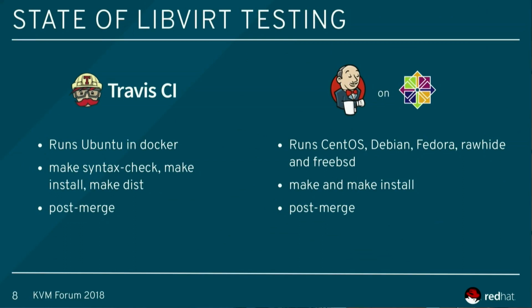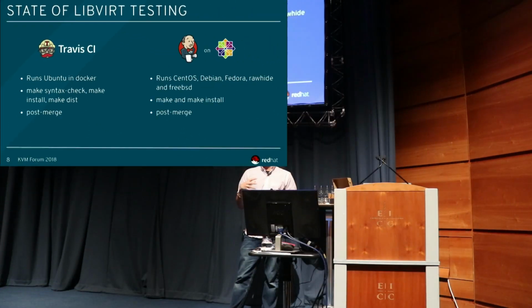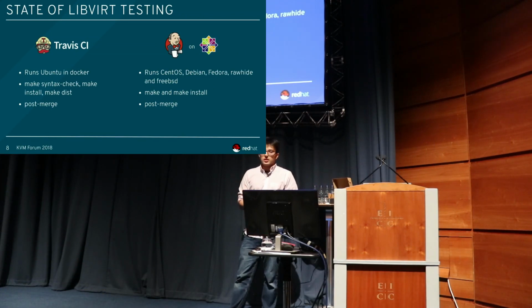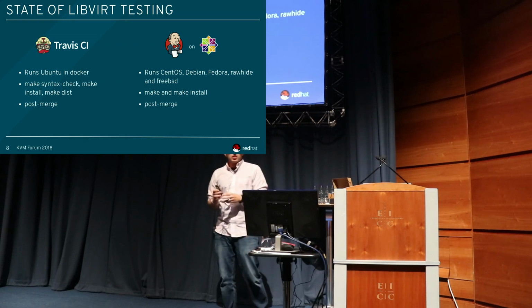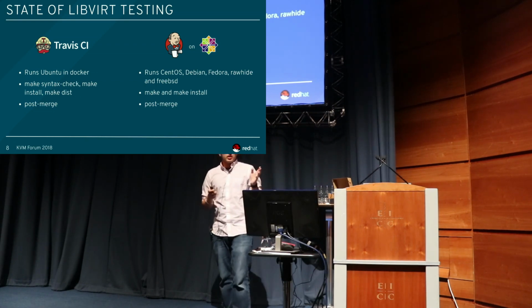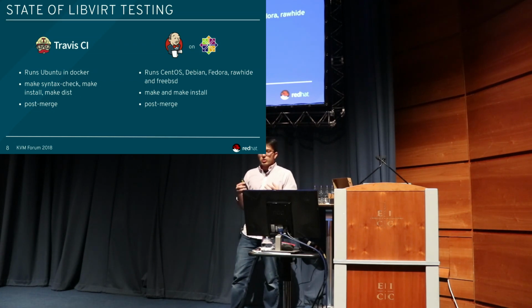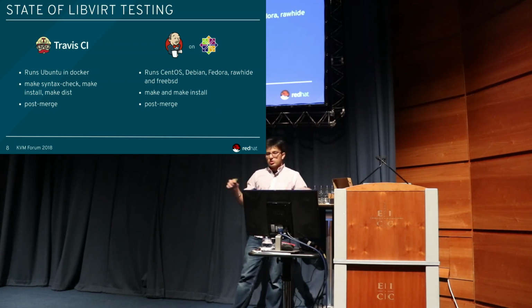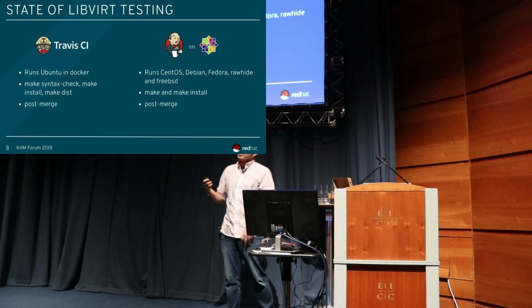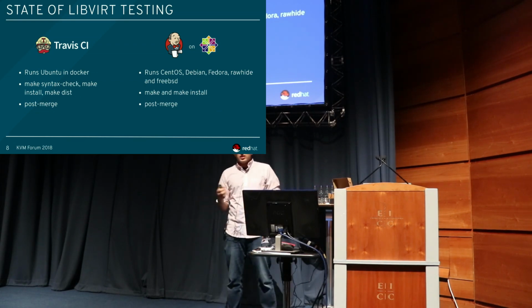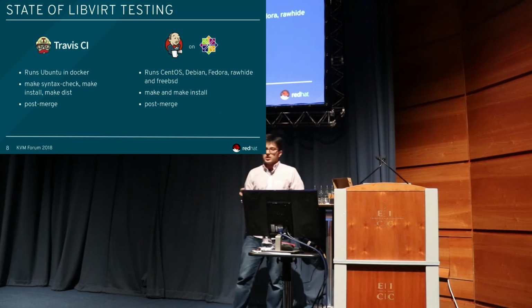For libvirt, there's Travis CI, and there is a separate Jenkins instance on ci.centos.org. They both run VMs. The Travis one is a Docker container running Ubuntu. It runs make syntax-check, make install, and make dist. It's post-merge, and the Jenkins instance has a lot more distros that it tests. It has Debian, Fedora, Rawhide, FreeBSD, and CentOS. It runs make and make install, and it's post-merge.